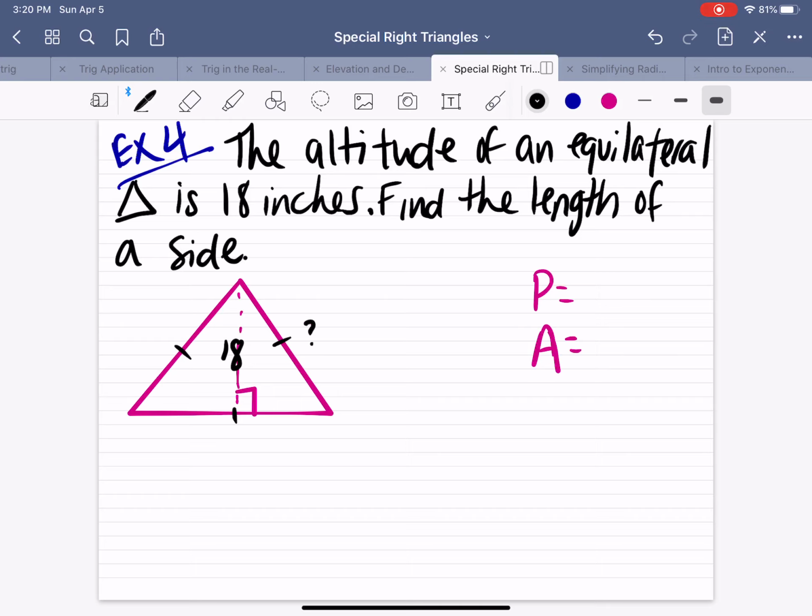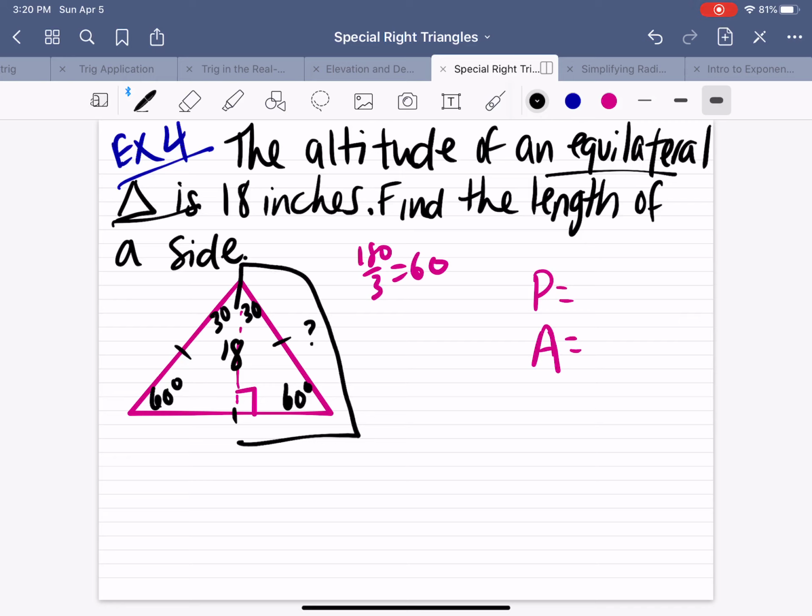So remember, the property of an equilateral triangle is that all the angles are congruent. So again, 180 divided by 3 is 60. So this right here is 60 degrees. This is 60 degrees. The one at the top gets cut in half, so we have a 30 and a 30. So we have a 30, 60, 90.